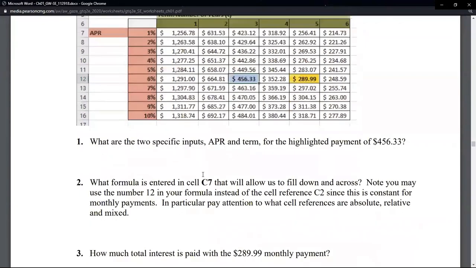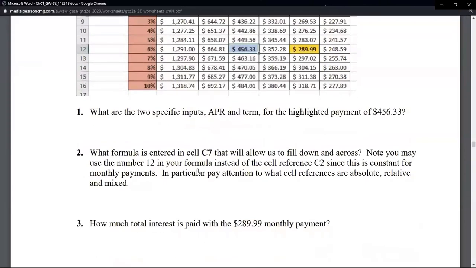Number 2, you're going to skip because that would have that crazy formula I wrote down earlier on hand, but there'd be cash symbols in there as well. And I'm going to skip that. Question 3, how much total interest is paid with the $289.99 monthly payment? So question 3 we will be doing.